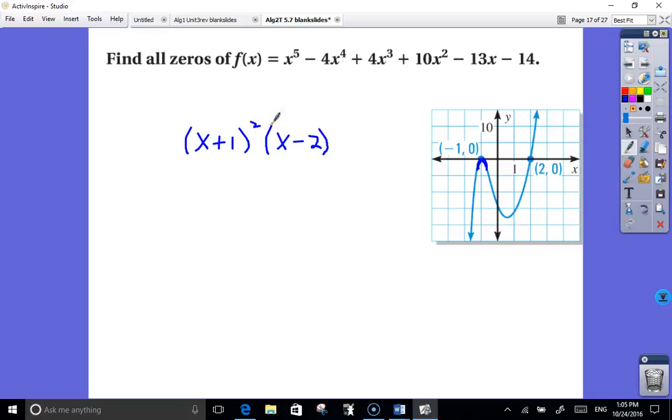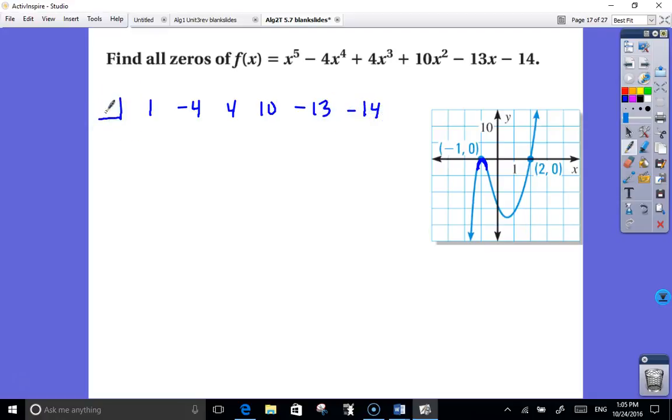So we could do synthetic division. In fact, let's just do that anyways. I think we've got the time. So let me write down, it's a 5th degree. We're not missing any powers of x. So it's going to be 1, negative 4, 4, 10, negative 13, and negative 14. So first you divide out a negative 1.